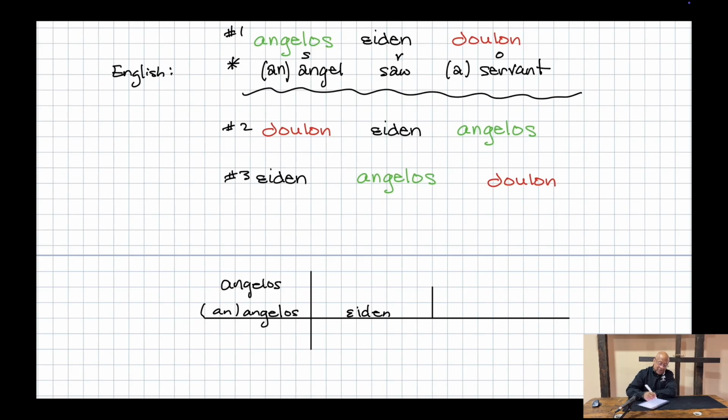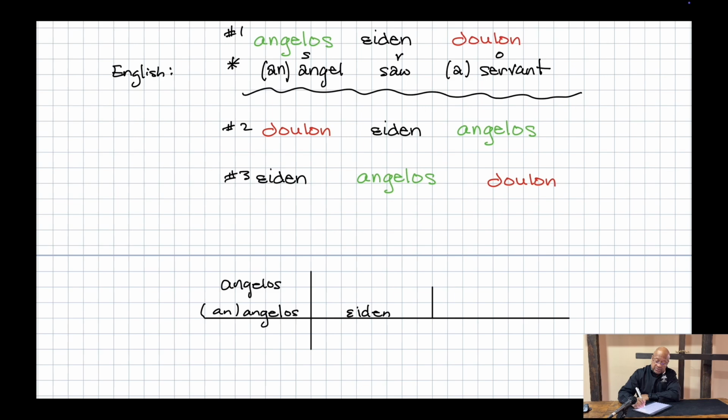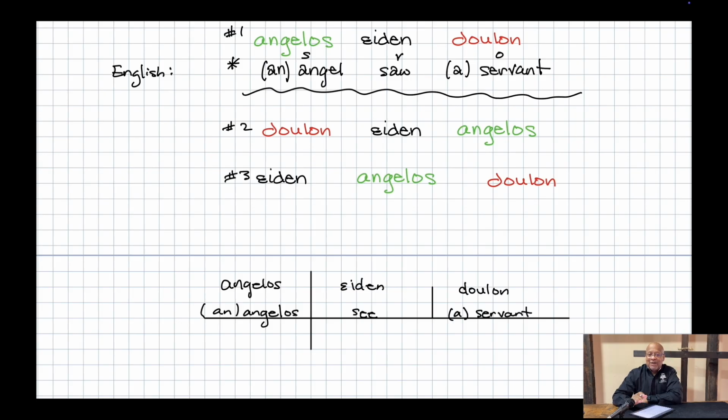Which would be the past tense of see, saw. And then servant would be doulos. In the accusative or direct object form doulan, and that would be servant. Right, there we have it.